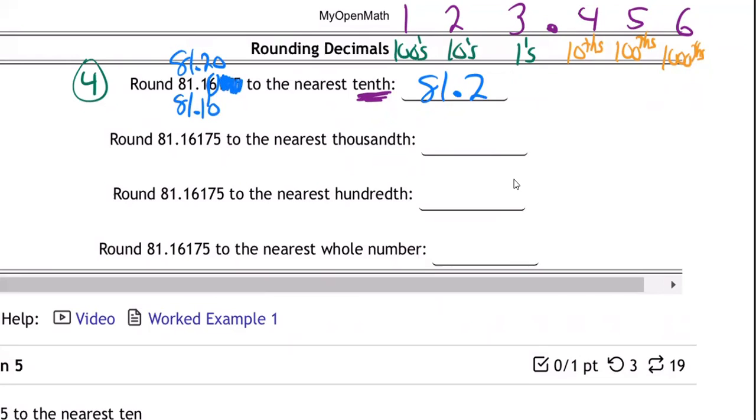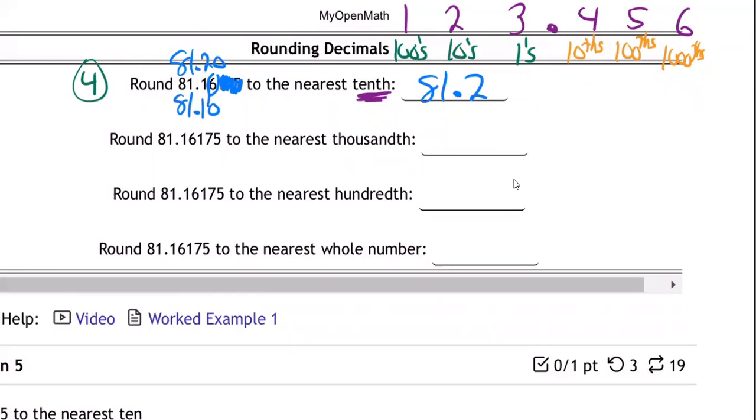Is 81.16 closer to 81.20 or 81.10? Well, clearly 81.20, right? 16 is closer to 20 than it is to 10. So that's why we round up, you see, because it's closer to that number. It's closer to 81.2, right? We have to end in the tenths place, one place after the decimal. And so is it closer to 81.10 or 81.20? 81.20, 81.2.